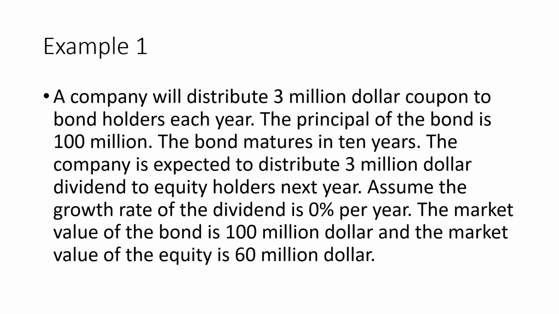Example 1. A company will distribute $3 million coupon to bondholders each year. The principal of the bond is $100 million. The bond matures in 10 years. The company is expected to distribute $3 million dividend to equity holders next year. Assume the growth rate of the dividend is 0% per year. The market value of the bond is $100 million, and the market value of the equity is $60 million.